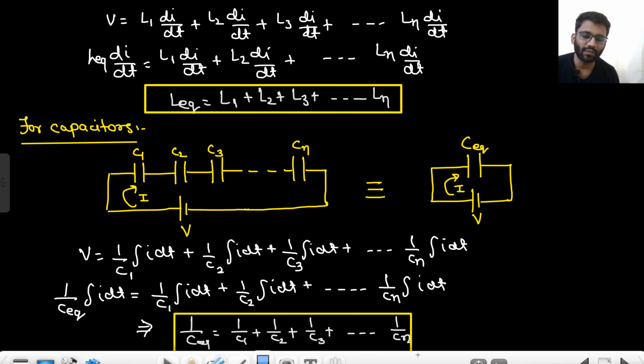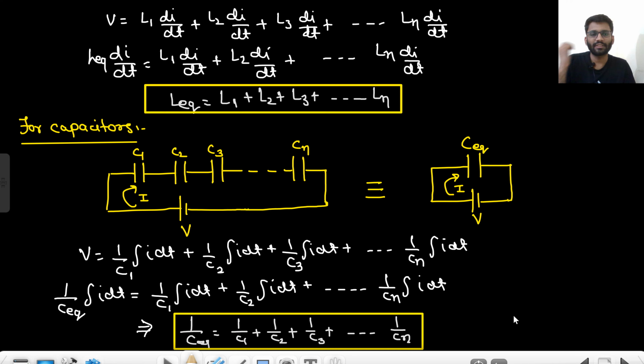In case of capacitance it is not the same as resistance and inductance. So it is different. 1 upon C equivalent is equal to 1 upon C1 plus 1 upon C2 plus 1 upon C3 and so on, 1 upon Cn.